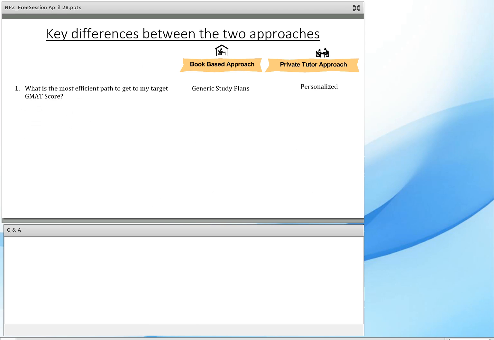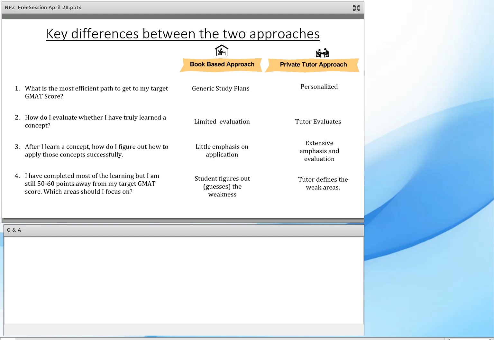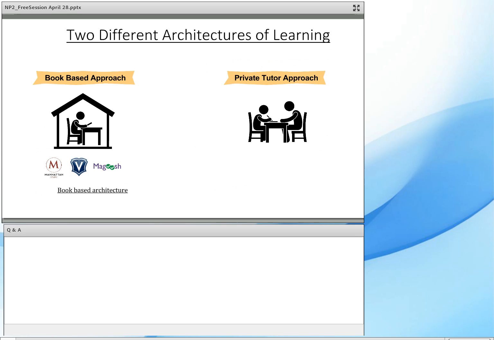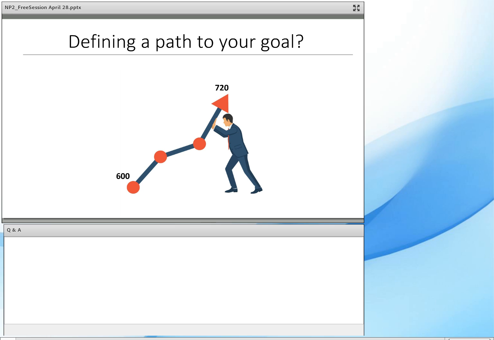So what's the difference between these two approaches? While you learn the same content, the extent of feedback and the extent of application is a lot more in a private tutoring-based approach, and it's easy to see why that approach leads to a lot higher success, much higher score improvement. So let's see why we say that most of the other courses out there are built around that book-based approach, whereas e-GMAT is built around this private tutoring-based approach. And we're going to take that example of going from a score of 600 to a 720.